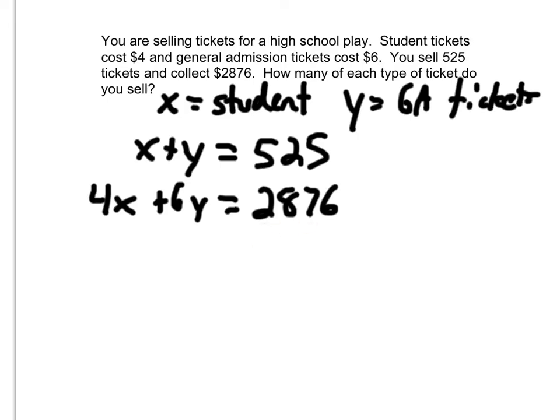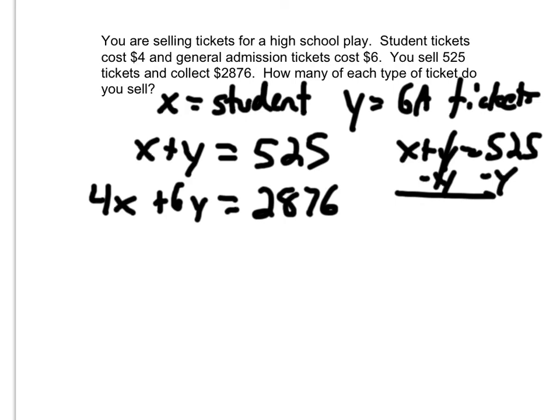the money we collected. So now by substitution, you can tell it's going to be easiest for us to solve our top equation for either x or y. It doesn't matter which one, so I'm going to go ahead and just solve it for x. If I solve for x, that means I'm going to take x plus y equals 525 and take away y from both sides. So my x equals 525 minus y. And now we're going to take that expression and plug it in for x in our second equation.